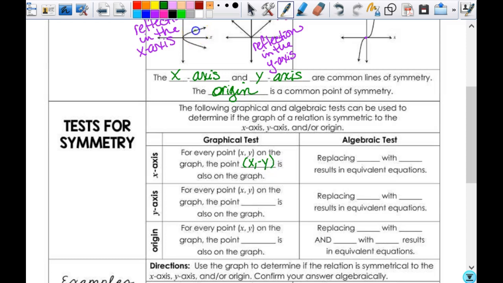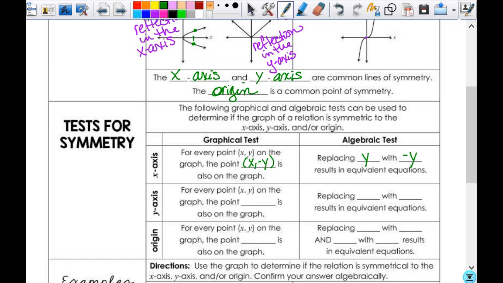So if I look at this point, it would reflect down to here. Clearly the x values are the same. It's just the sign on the y value that changes. So the algebraic test is replacing y with negative y. When you do that, if you get equivalent equations, it has x-axis symmetry.